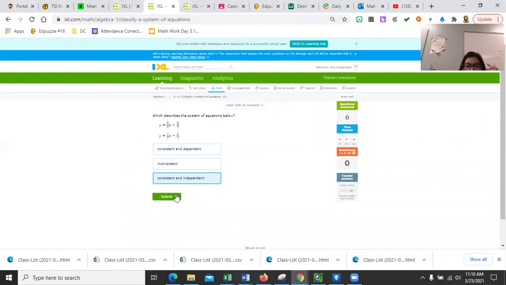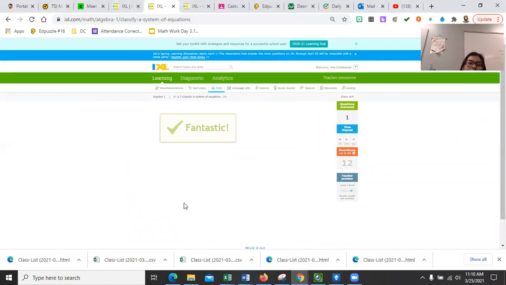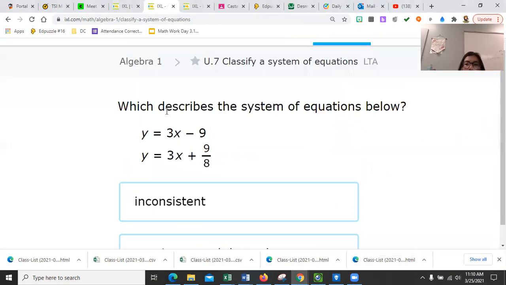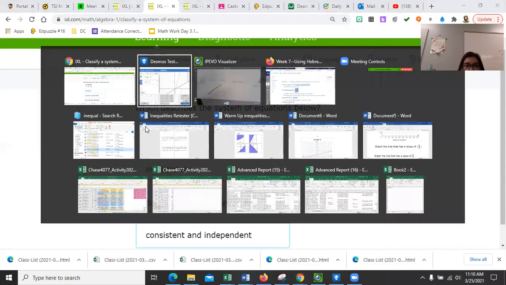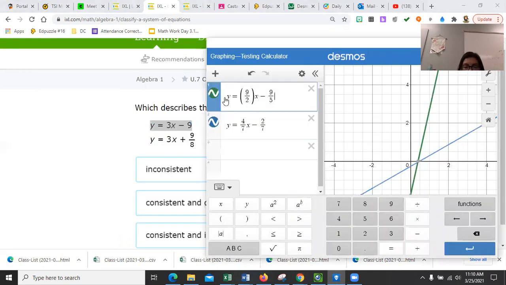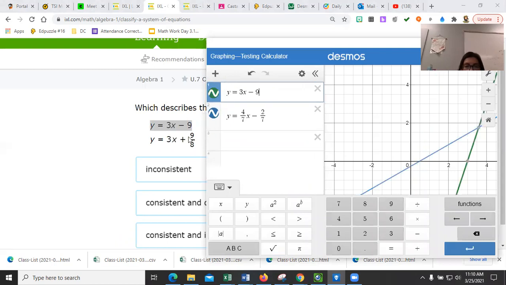Okay, I don't know why my internet's so slow. Okay, and I do the same thing here. Now, I know something about this, so I can already look at them and know what kind they are. But if you can't, I'll show you what you can do. You type them into your graphing calculator.